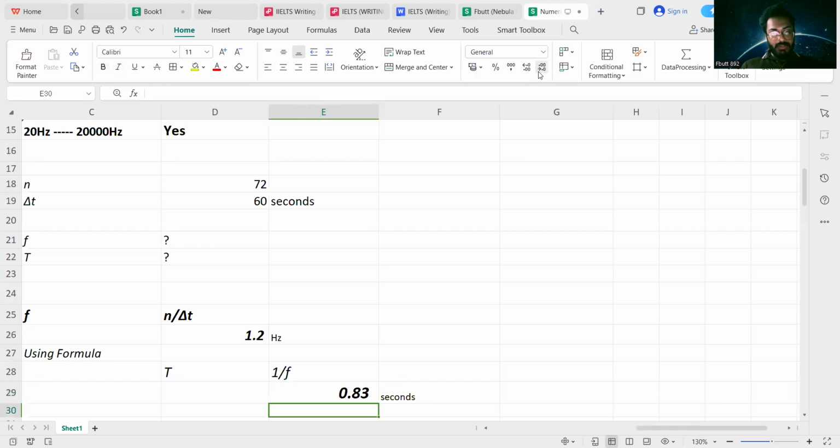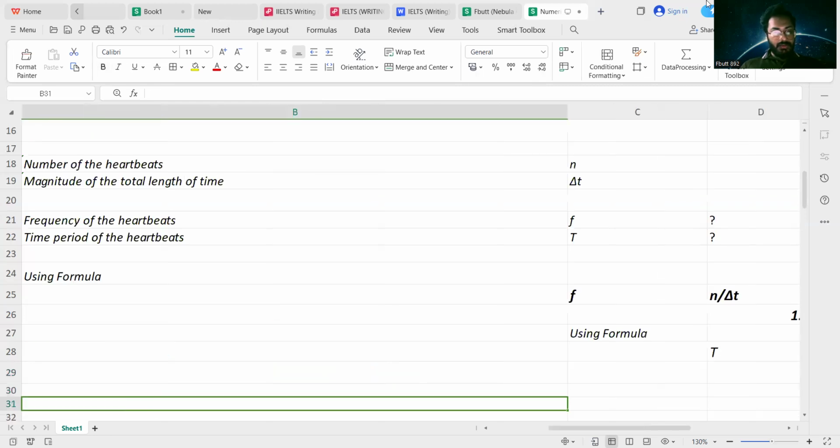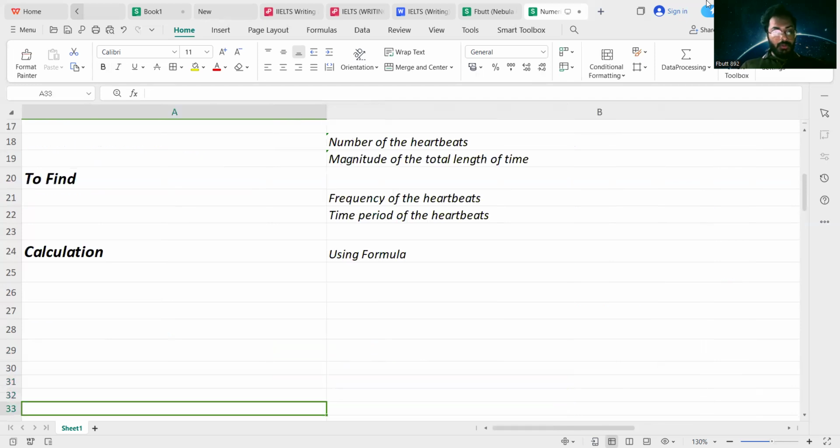So 0.83 seconds. Okay, so that is the end. That's a very simple, another very simple, convenient numerical of the chapter. So it can be asked in a short question as well as in a long question. Okay, so now I'm going to begin the numerical.